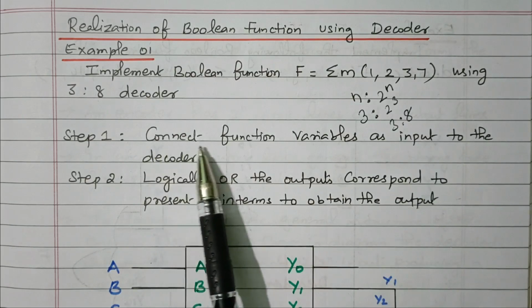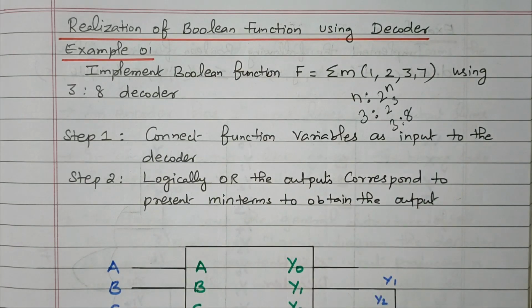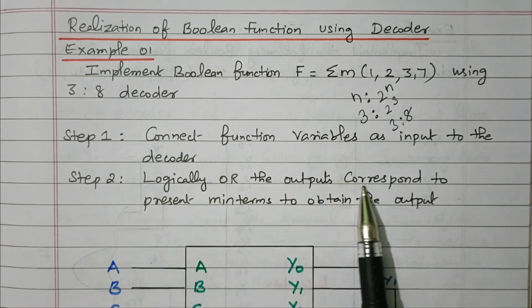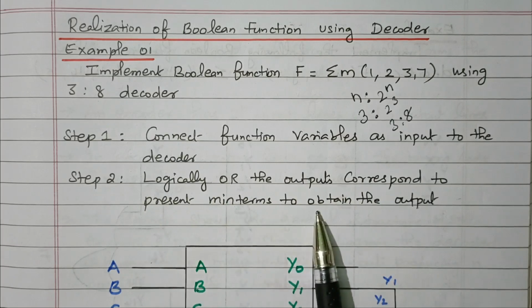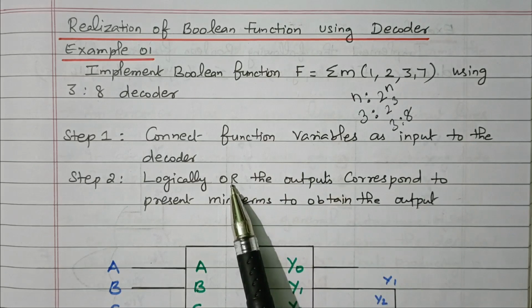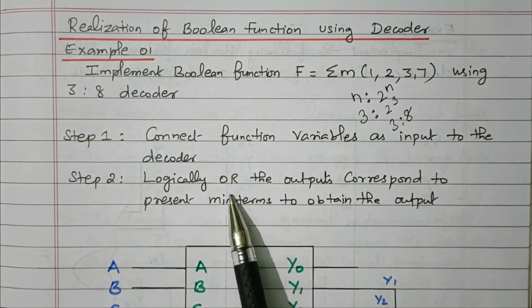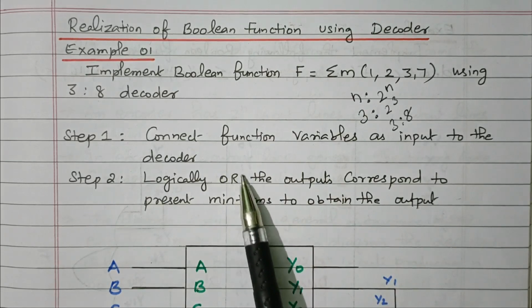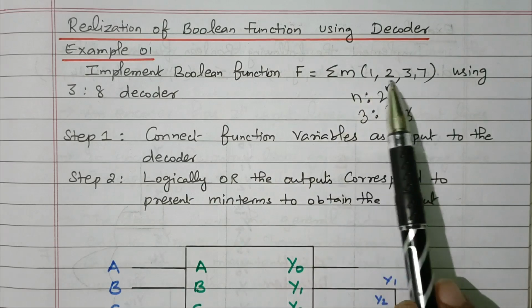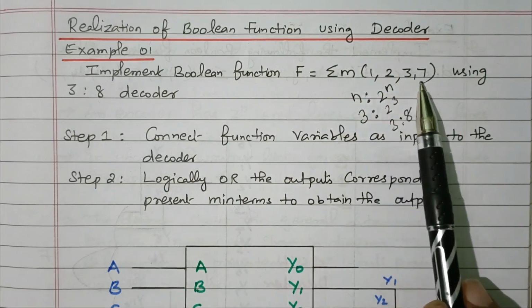Step 1 is connect function variable as input to the decoder. The second one, logically OR the outputs corresponding to the present min terms to obtain the output. This is sum of min term. So we are using OR gate at the output. Input side we are connected the required input variables. Output we are connecting the OR gate to get the sum of min term. We need to add this min term 1, 2, 3, 7.